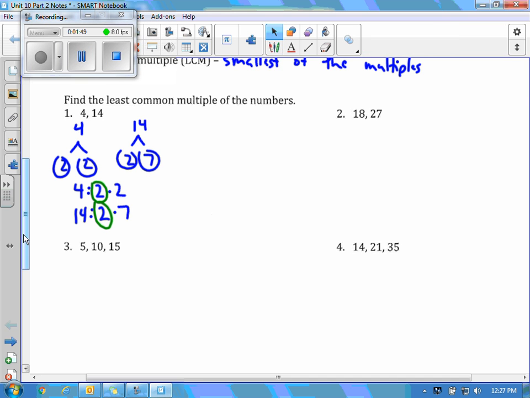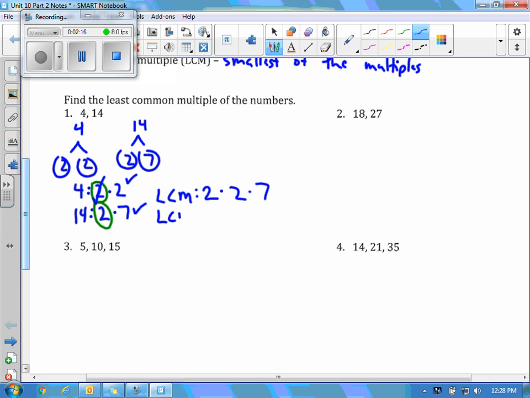Now to find the least common multiple, we're going to multiply all of their factors, but if they have it in common, we only count it as one number. So here's what I mean by that. To find the least common multiple, I'm going to do 2, which comes from the 2 circled ones, times 2, which is the one that's not circled, times 7. So my point is, the 2 that they have in common, I only count that once. So 2 times 2 is 4, times 7 is 28. So the least common multiple of 4 and 14 is 28.